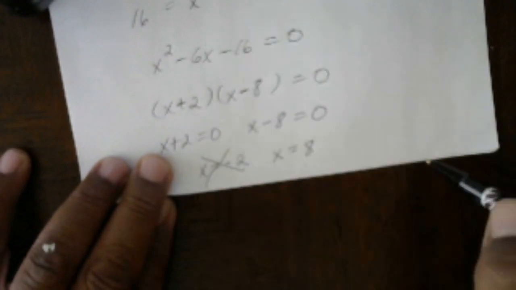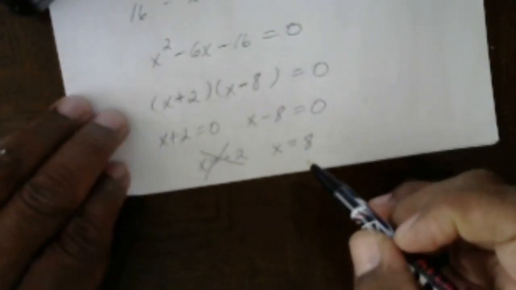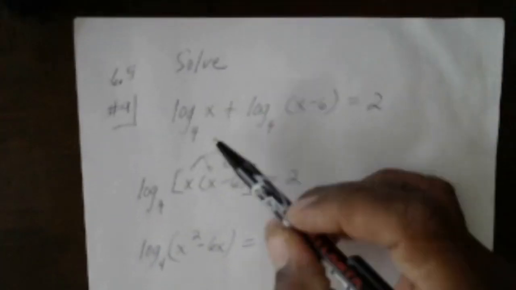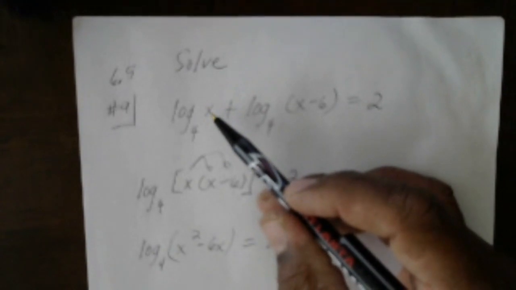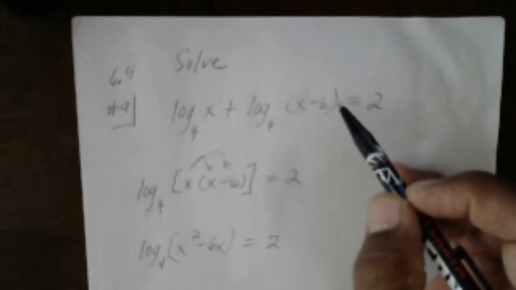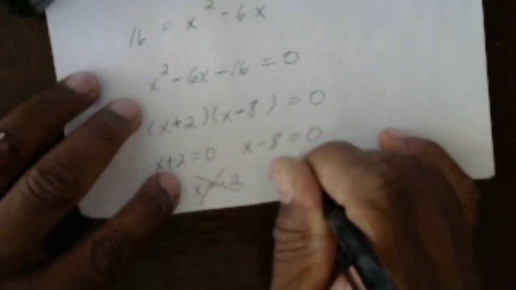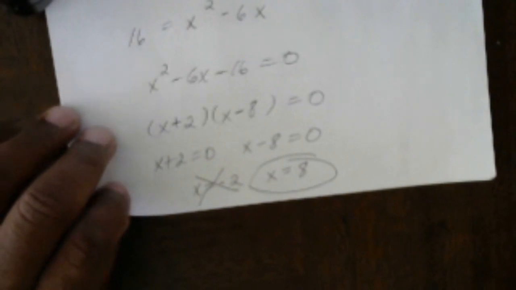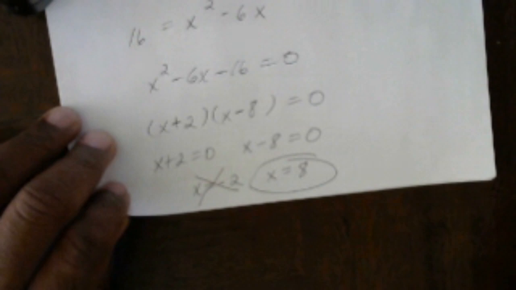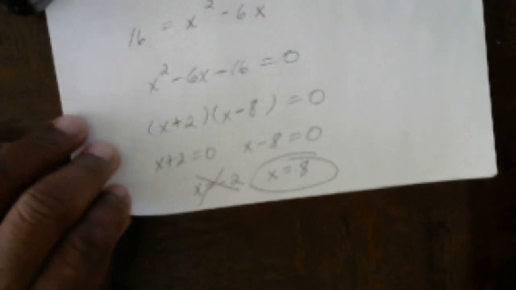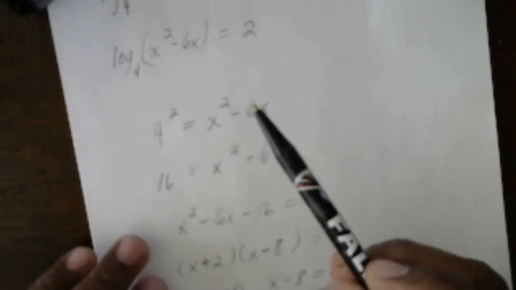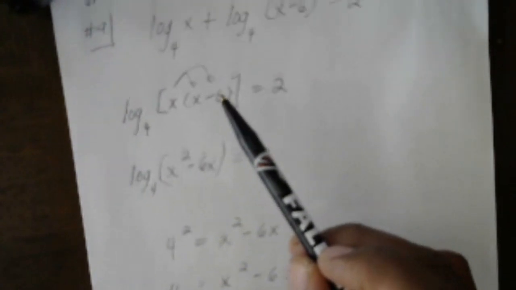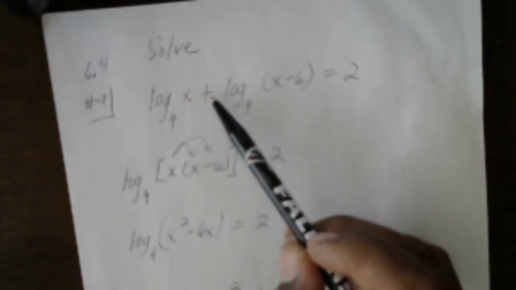And now I want to look at 8. So here I would have 8, which is positive, 8 minus 6, which is positive. So my only solution here is x is equal to 8. All right, so once we solve, we must check to make sure that our arguments are positive.